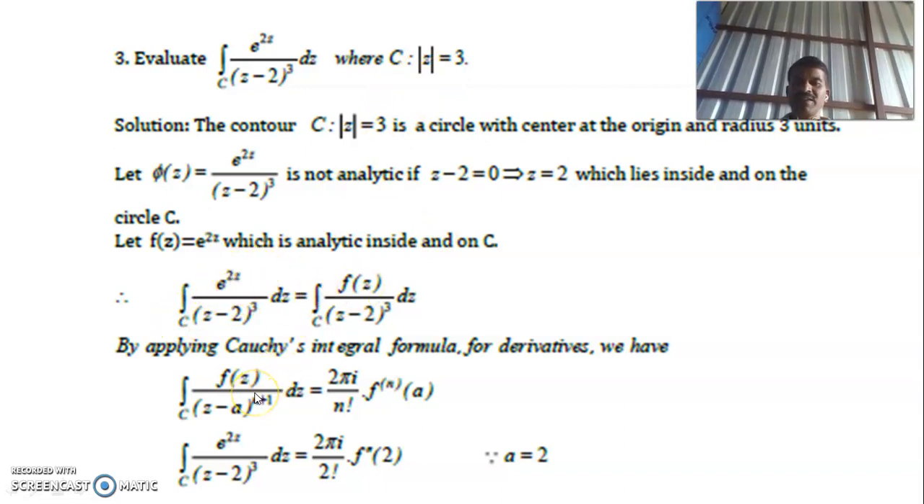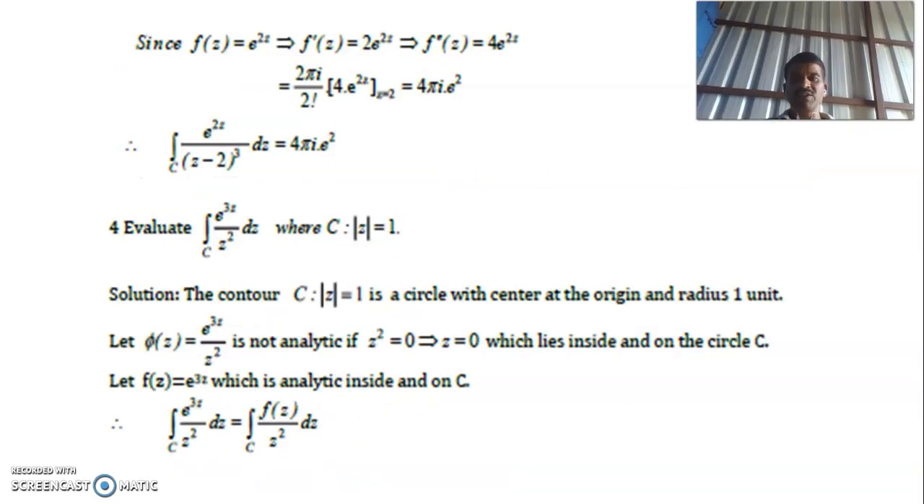Therefore, by Cauchy's integral formula for derivatives, the power 3 is n plus 1, so 3 is 2 plus 1, meaning we find the second derivative at z equal to 2. Finding the result, the second derivative is 4 e power 4, and substituting in the above equation, it gives 4 pi i into e to the power 4.